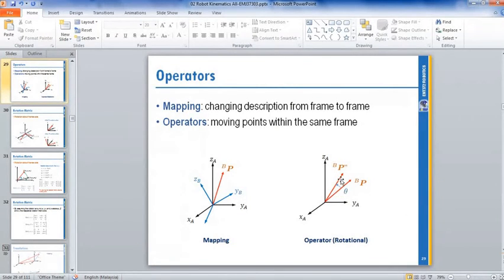Okay, this we have rotation, mapping. This is operator rotation, this is mapping. So this is rotational, rotate only. This is mapping. So you have axis, you have frame.